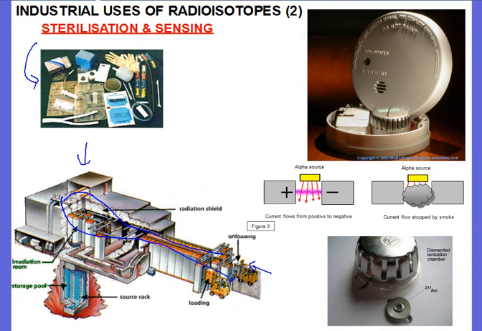Another very common use is in smoke alarms. Inside smoke alarms, inside this chamber here, you've got an americium-241 source. That's an alpha emitter. It ionizes air very readily, so as the alpha particles are coming out of this alpha source, it's ionizing the air particles here, which makes ions, which can then pass a current between two electrodes. If there's smoke in the way though, that's going to stop those alpha particles, it'll stop the current flow, and the alarm will go off. So that's industrial uses of radioisotopes.